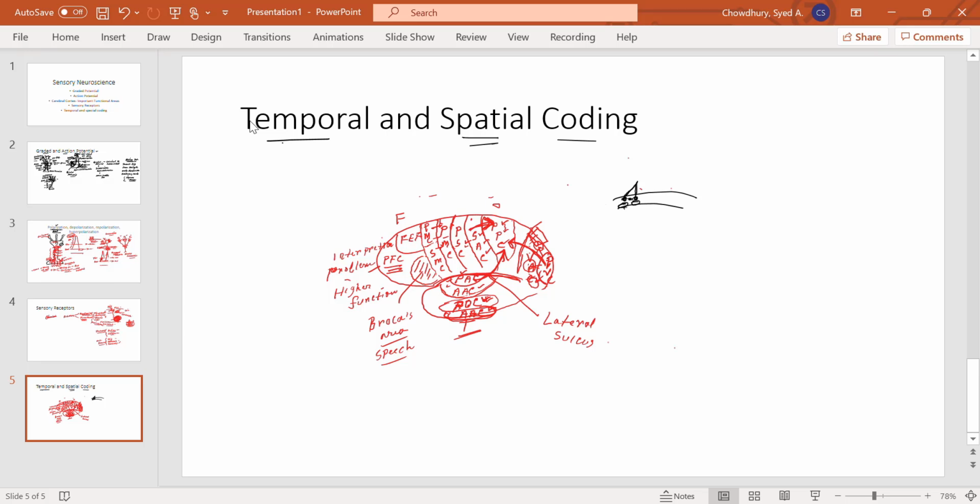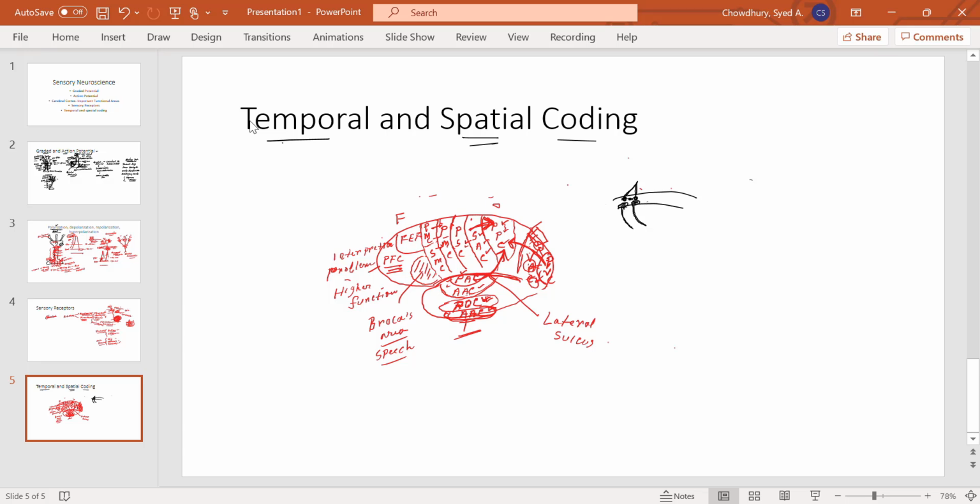So the signal that goes to the brain from the receptors here can tell the brain that you have 2 points or 1 point, right? So up to a certain limit, the brain can discriminate. That is called 2-point discrimination. Okay, so that is a good example of spatial coding.